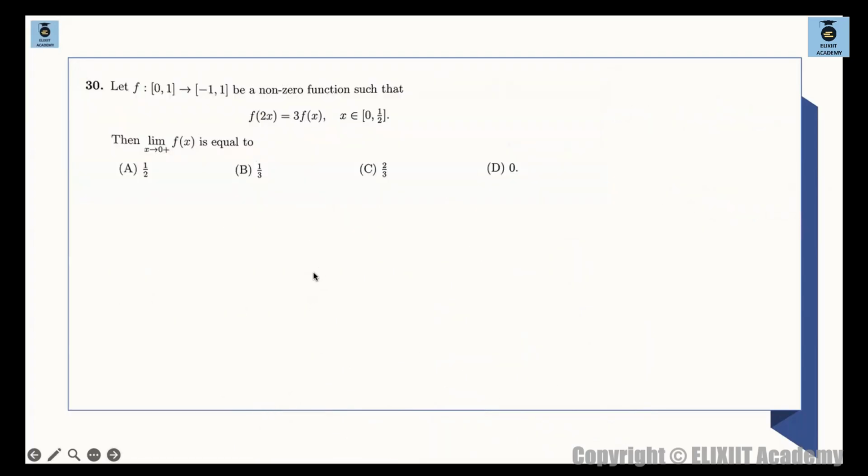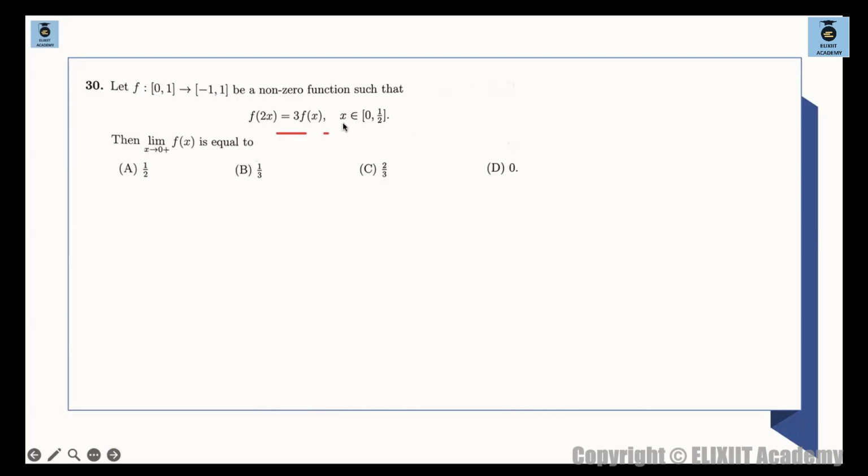Okay, the next question says a function is given from 0 to 1 to minus 1 to 1. Be a non-zero function such that f of 2x is 3 times of fx, and you have to find out the limit x tending to 0 plus of fx. Now some relation is given. We can simplify this thing.